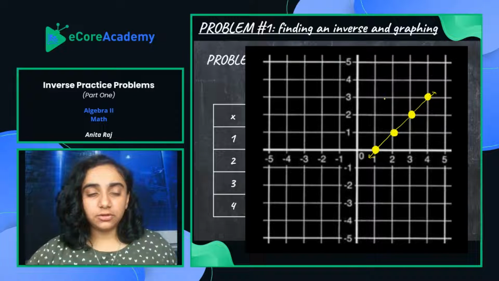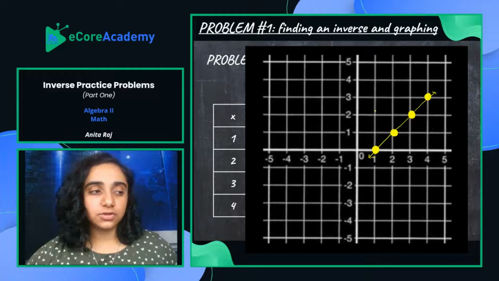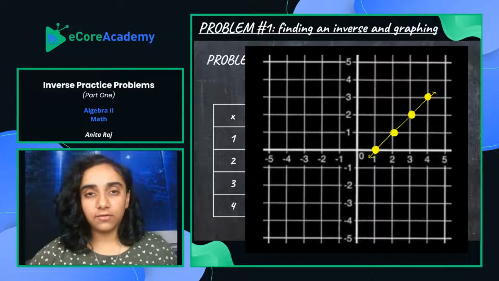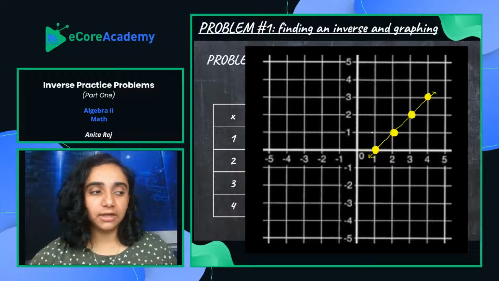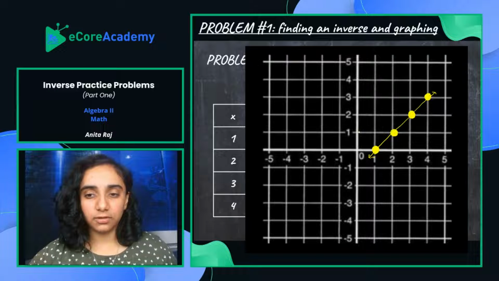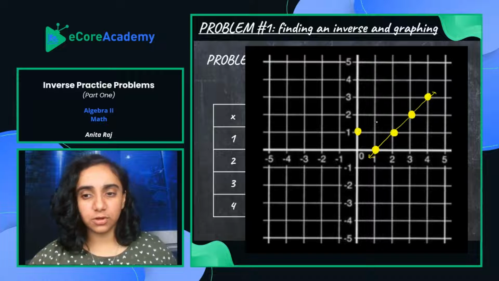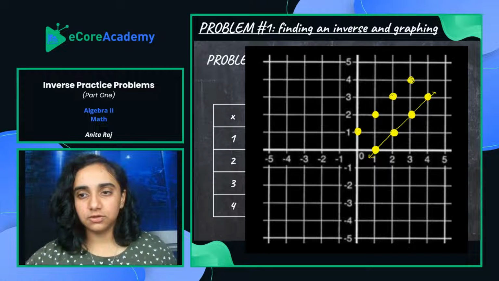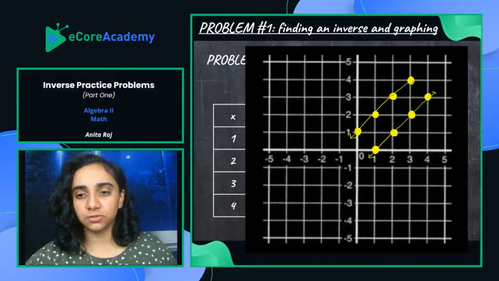And then what we're going to do is graph the inverse. So the inverse, I'm just reading off of that xy table that we just made. It's going to be 0, 1, which is right here. The next point is 1, 2. The third point is 2, 3. And the fourth point is 3, 4. Now that we're done with the problem, we can just connect these points and we have our inverse and our original relation graphed.